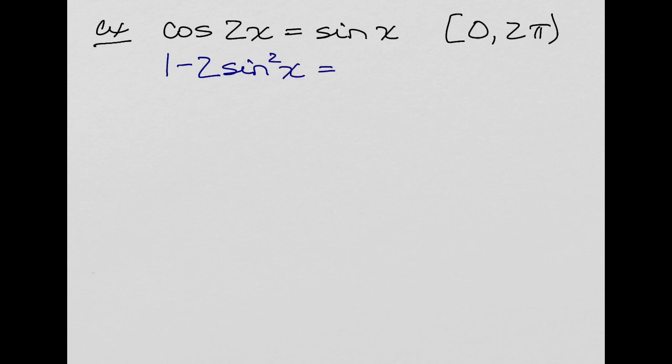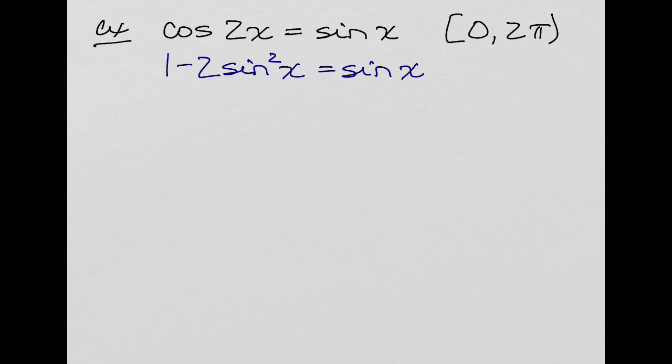So there's the double angle identity substitution. And now I have an equation with only sines in it. We still have to solve it. We haven't solved it yet. So how do we solve a trig equation? Generally, we put everything on one side and try to factor.